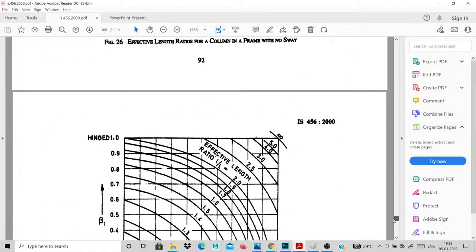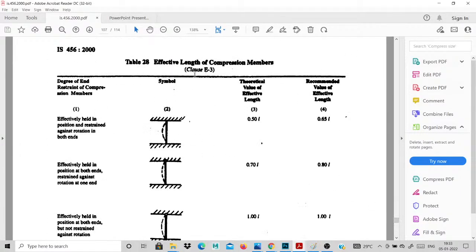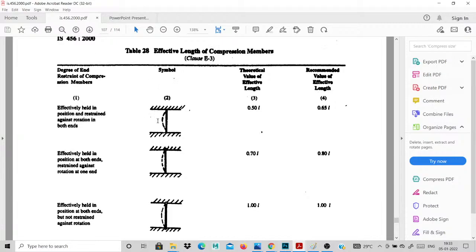Yeah, this is the effective length for your column. Effective length is the compression number of the column. I take this effective length. The first condition is the fixed condition. I take this 0.5 L as the theoretical value.